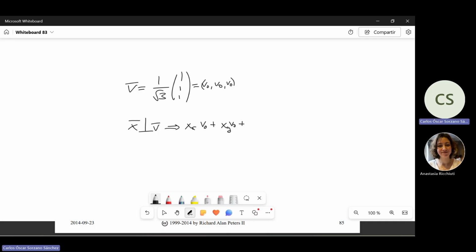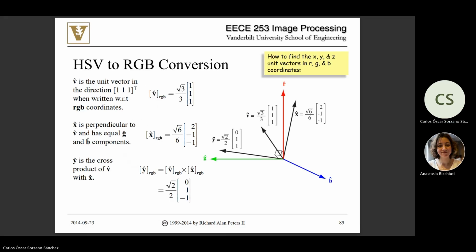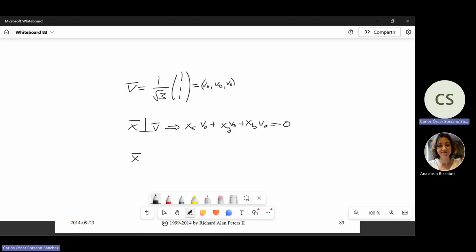X green plus x blue v0 has to be 0 because they are perpendicular. And the other one is that x must have equal g and b components. That means that it has to be written as x red, x green, and then x green again.